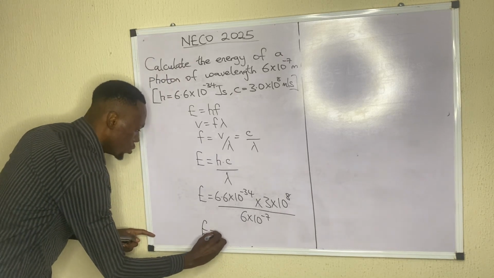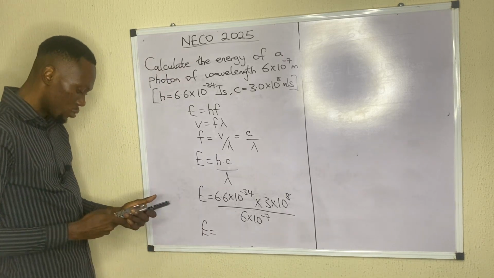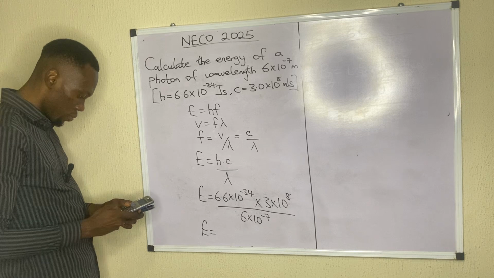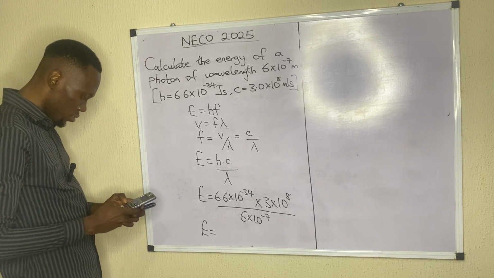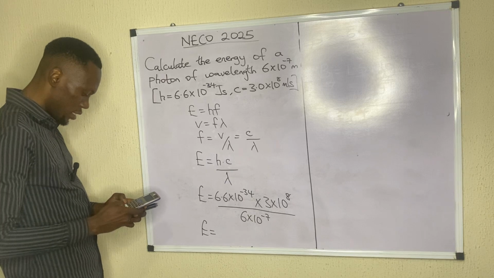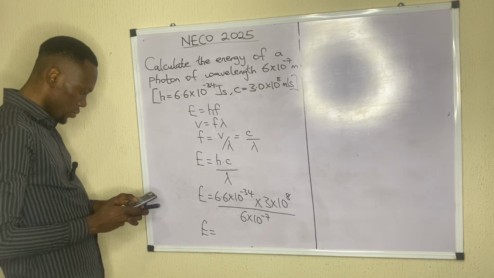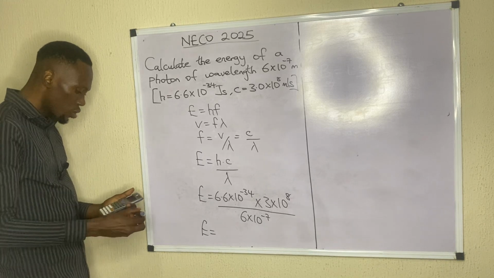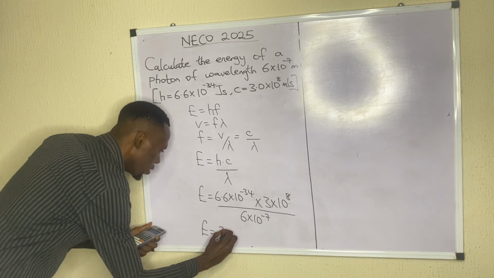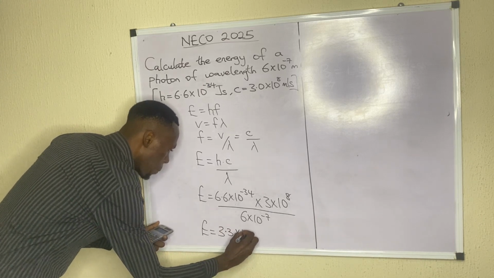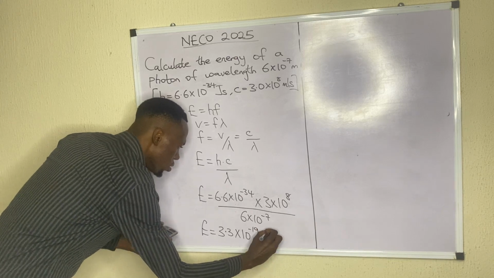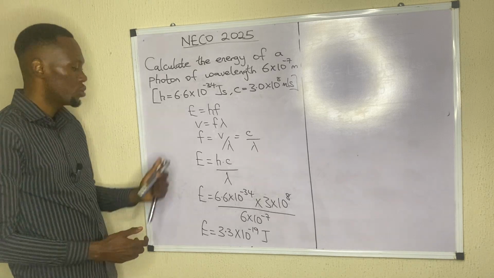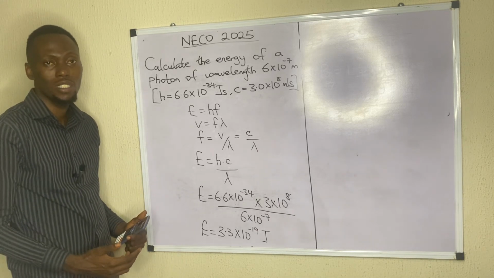So therefore my energy would be, okay, let me punch that in the calculator so that I can get it. So I'll have 6.6 times 10 to the power of minus 34 multiplied by 3 times 10 to the power of 8 divided by 6 times 10 to the power of minus 7. So I'm getting my energy to be 3.3 times 10 raised to the power minus 19 joules. So therefore, for this particular question, the energy in the photon is 3.3 times 10 raised to the power minus 19 joules.